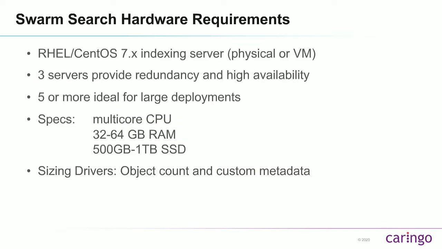Our hardware, the Swarm Search hardware requirements are not very large. We're Red Hat CentOS 7, either physical or VM, and as I'll demonstrate, you can even launch it in Kubernetes. We recommend 3 servers as a minimum and 5 for larger deployments, and going up from there. We have some customers who have a large number of objects, in the petabyte range, and those definitely need more than 5, but they're not extreme, especially nowadays. 32 to 64 gigabytes of RAM, a terabyte of SSD, and you're good.